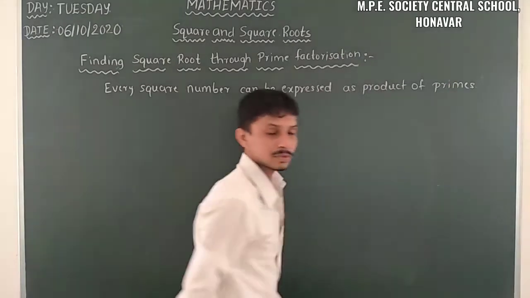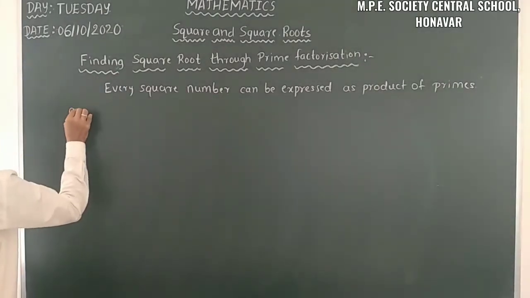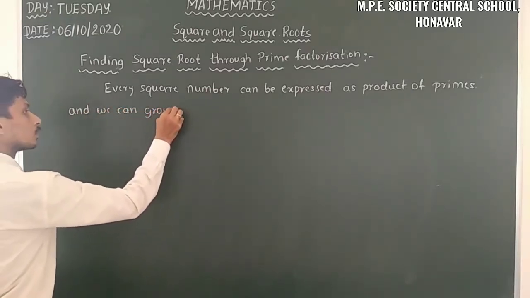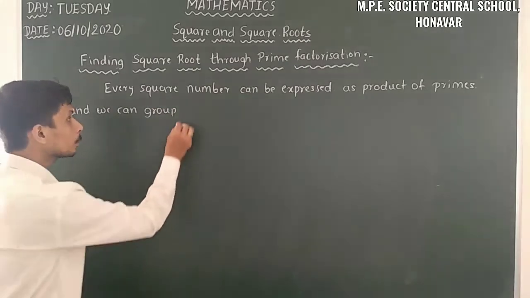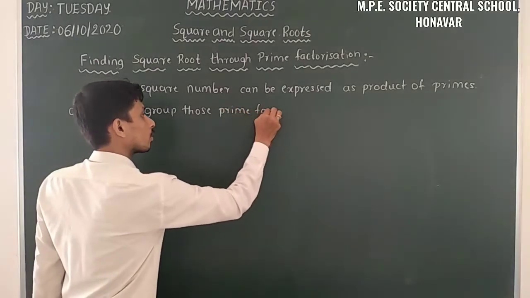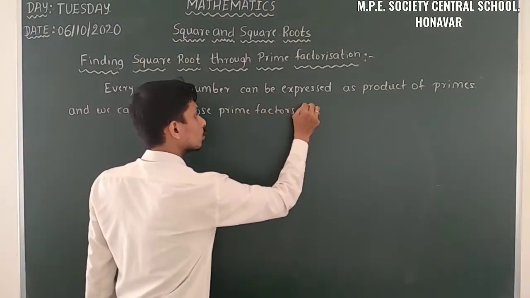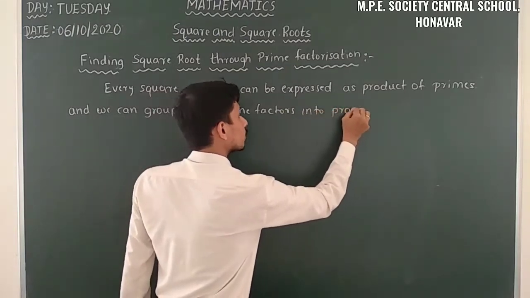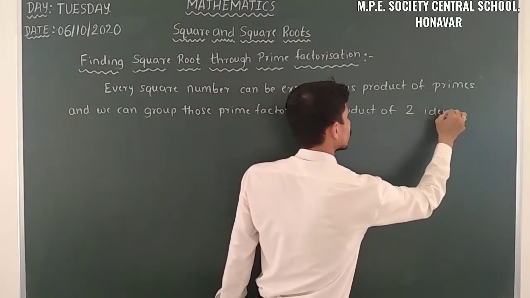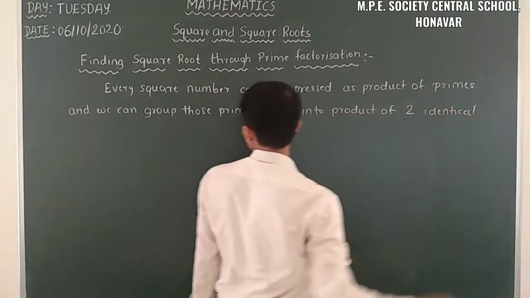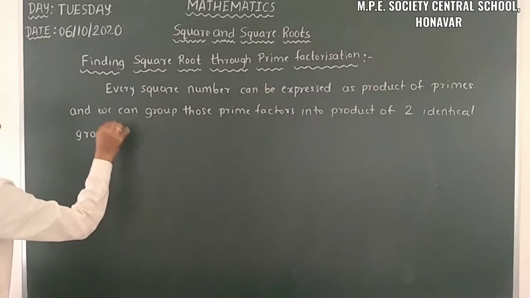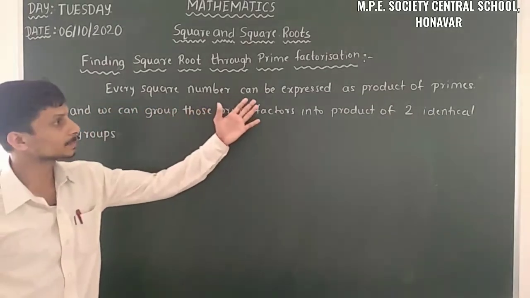Product of primes, and we can group those prime factors into a product of two identical groups. So every square number can be expressed as a product of primes.